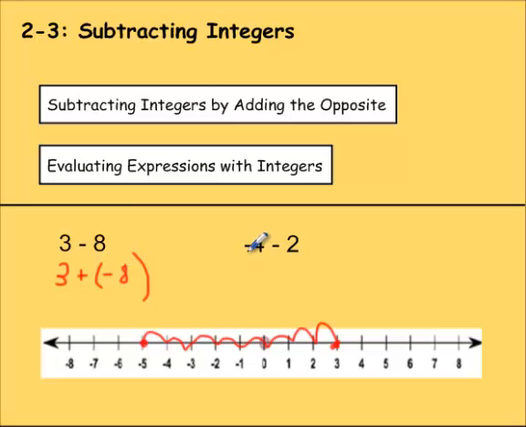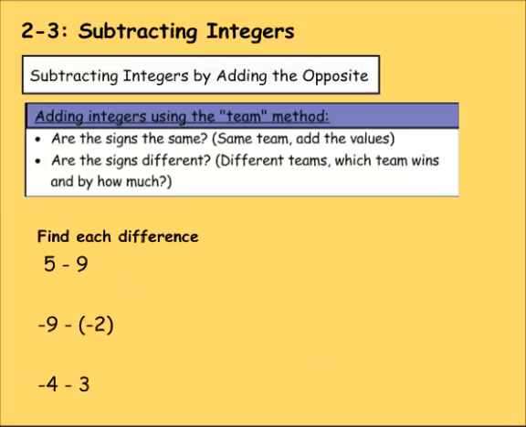So same thing over here. We have negative 4 minus a positive 2. We would do negative 4 plus a negative 2. And then we could solve that just like last time. Are the signs the same or are the signs different? Let's look at some problems and let's actually do this.